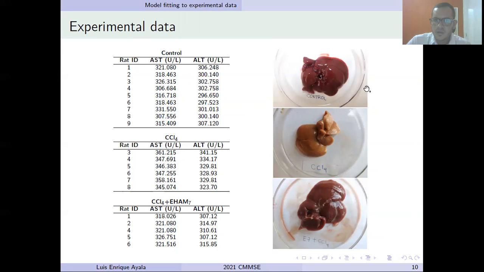And here you can see some examples of the livers. The biologists told us that a reasonable value for healthy hepatocytes in this liver is 30%, and for this liver is 80%.